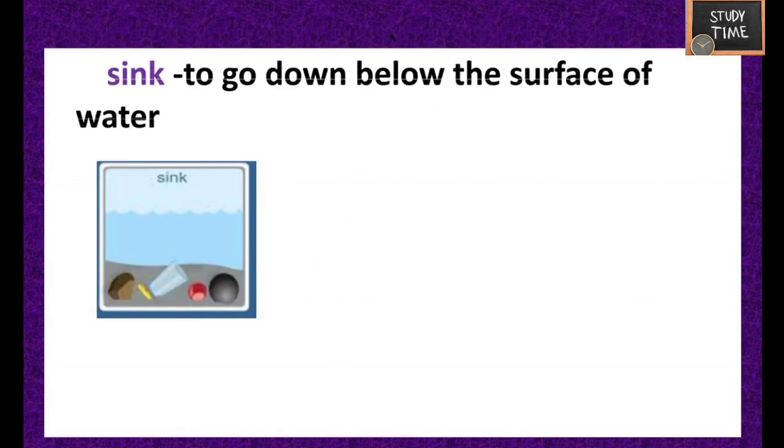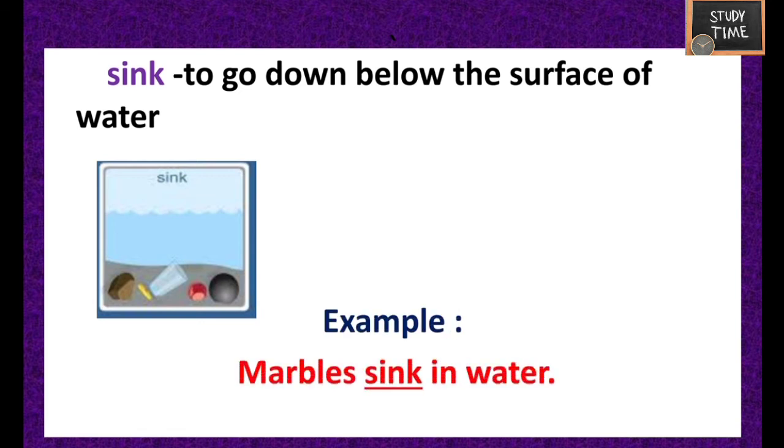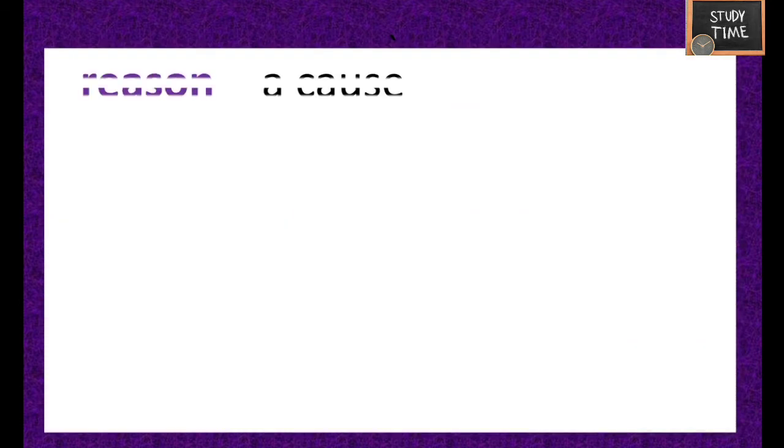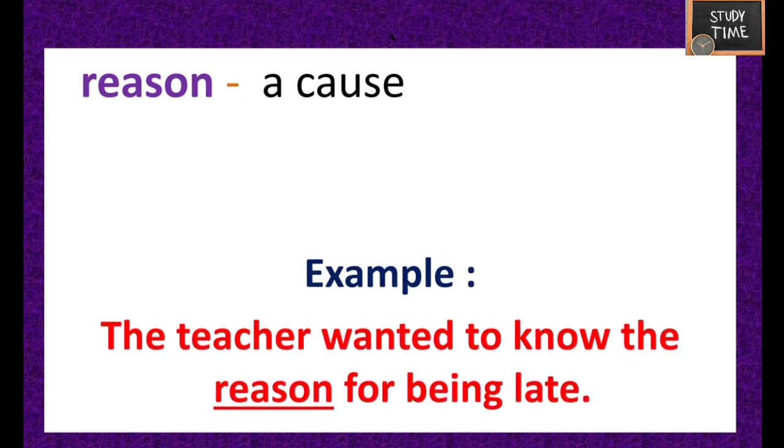Next, sink. Sink means to go down below the surface of water. That is called sink. Floating means to stay up on the surface of water. Example sentences: marbles sink in water. Heavy objects sink in water. Next, reason means a cause. Example sentence: the teacher wanted to know the reason for being late.